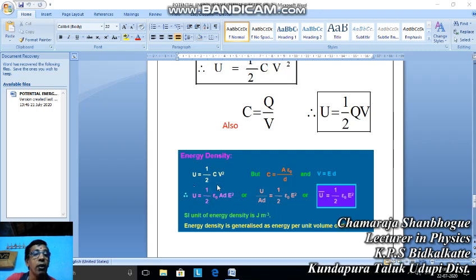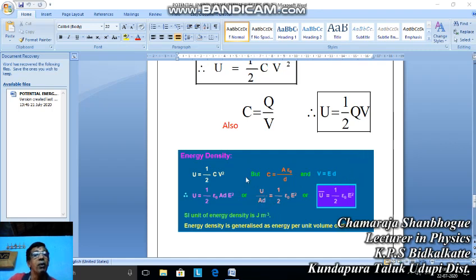We get half. C means A epsilon naught by d. V means E into d. V square is there, so E square d square. One d gets cancelled. We get U is equal to half epsilon naught A d E square, or U by A d is equal to half epsilon naught E square. This A d, bring it to the left hand side denominator. Why is A d brought here? Because A d is nothing but the volume of the capacitor, the area of each plate times the separation. If you multiply the area of one plate and the separation between the plates, we get the volume of the capacitor.